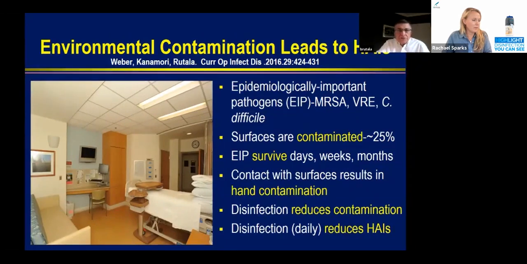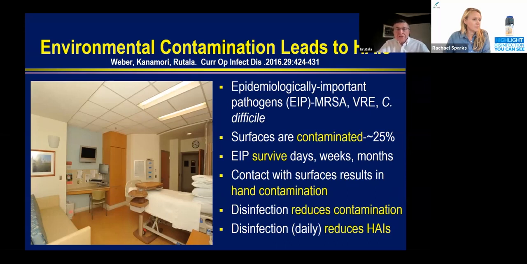As many of you know, there are several epidemiologically important pathogens that are transmitted via the environment, and they include organisms such as methicillin-resistant Staph aureus, vancomycin-resistant Enterococcus, and Clostridioides difficile. The reason that these organisms are transmitted via the environment is that surfaces are contaminated at a relatively high frequency with these epidemiologically important pathogens. For example, if you were in a room of a patient that was colonized or infected with MRSA, about 25% of the surfaces would be contaminated with MRSA.